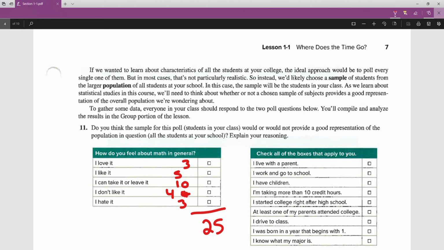Let's give you some data to do the second box. Let's say we have a class of 25 and we have 22 who live with their parents, 20 who work and go to school, 3 who have children, 15 who are taking more than 10 credit hours. Let's say we have 10 here as well. I drive to class. Let's say that's 16 of you. I was born in a year that begins with a 1. Let's say that's only 5 of us. I know what my major is. Let's say that's all 25 of you.